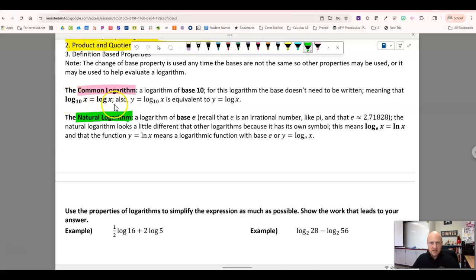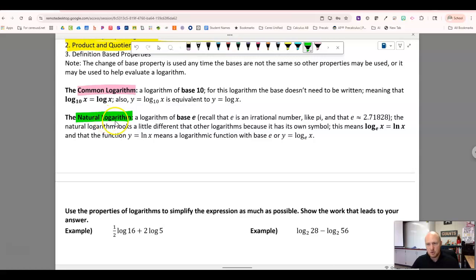So if you ever see log of x, know that it's missing a base, it's base 10. It's implied it's base 10. And if you look on your calculator and you see log of x, if you push this button, depending on your calculator, you may see that base 10 appear. It'll automatically put it, or it won't put it, but it's implied that this is base 10. Okay? That's the common logarithm.